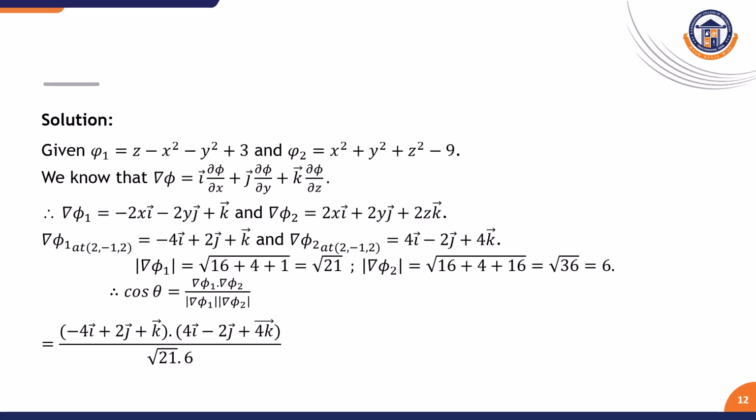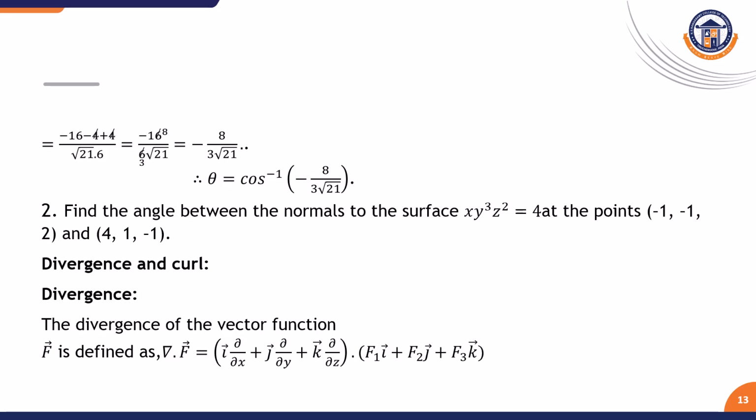It gives the angle between the two surfaces. It is cos theta. The answer is minus 8 by 3 square root of 21. So what is theta? Theta is cos inverse of minus 8 by 3 square root of 21. Here, another example is given for practice.